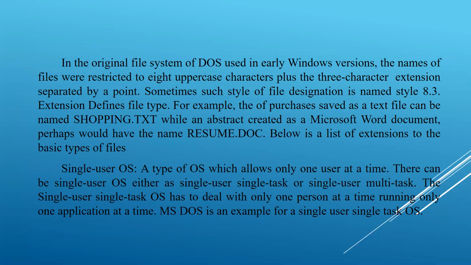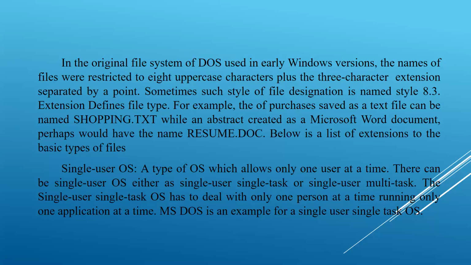The original file system of DOS was used in early Windows versions. The names of files were restricted to 8 uppercase characters plus a 3 character extension separated by a point.